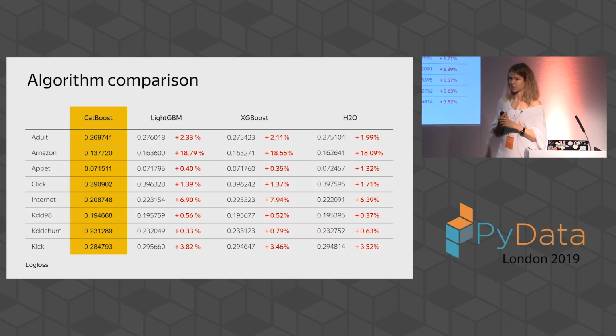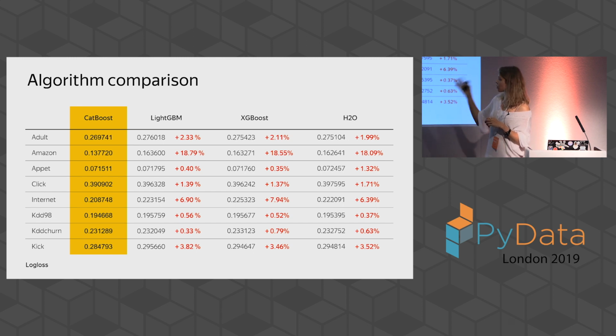Okay, now about the quality comparison. Usually when you are trying to figure out which library you want to use, you care about several things. The first is quality, and the second is speed. This slide presents a quality comparison with other publicly available libraries like GBM, XGBoost, and H2O on a set of publicly available datasets in binary classification mode. On these datasets, CatBoost always wins. In some cases, like on Amazon, we win by a lot. On others, the differences are smaller. So it depends.